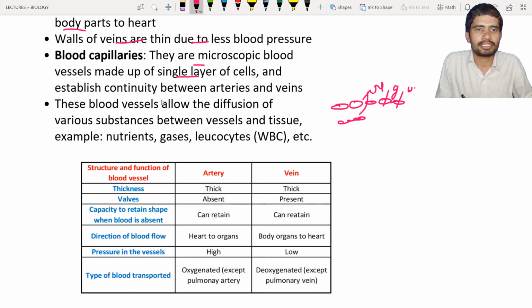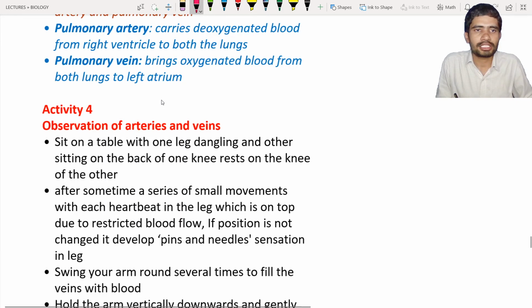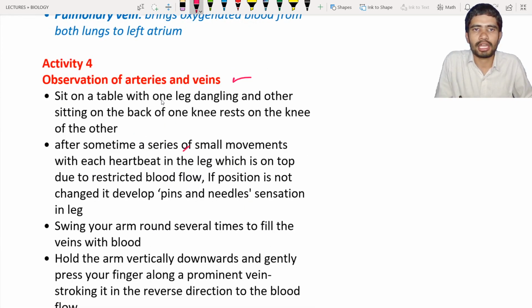Okay, next, the structure and function of the heart, function of the blood vessels. Here the different types of blood vessels are given. The functions of the blood vessels are given over here, and you can see the features of the arteries, veins, and so on. Next is activity 4. This is the observation of the arteries and veins.